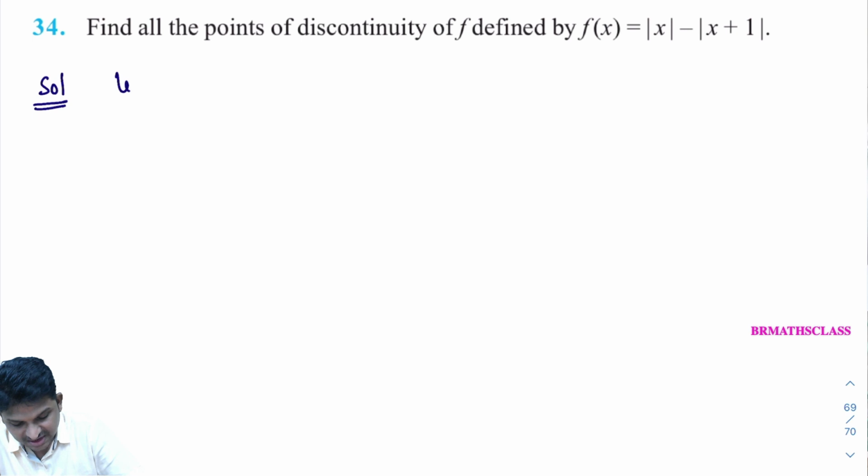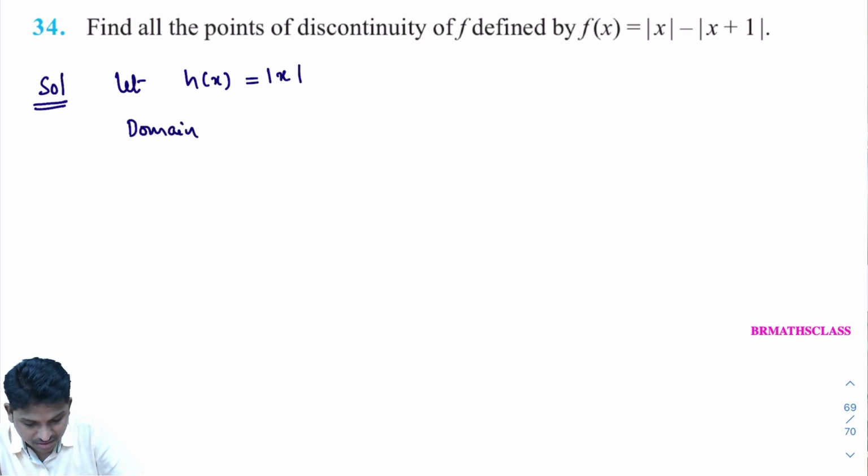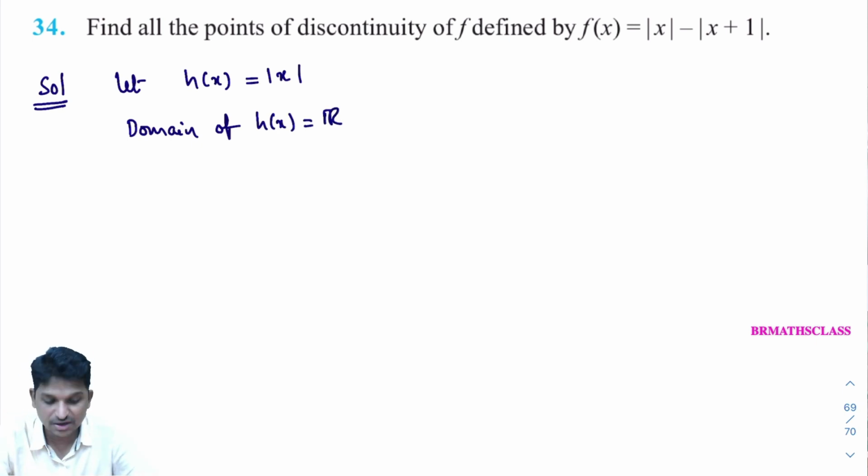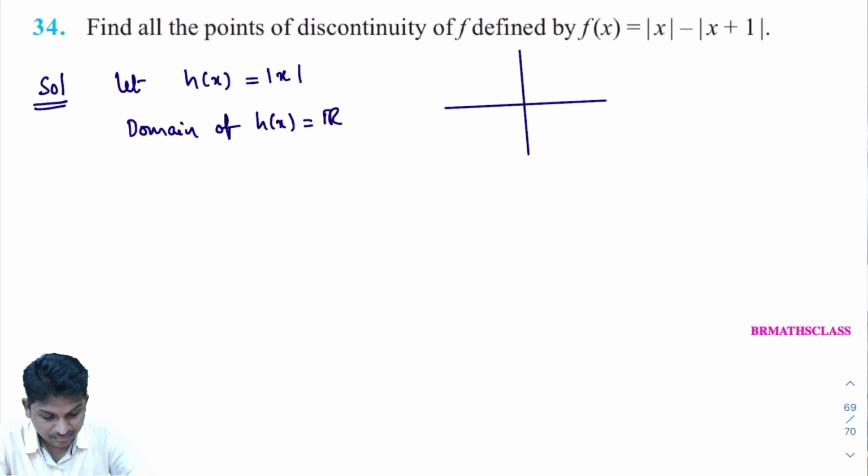So first thing, let h of x equal to mod x. What is the domain of mod x? Domain of h of x. The domain of the modulus function is all real numbers. Now I'll draw the graph of this modulus function. You know, it will be a victory symbol. The modulus function graph will come like this.